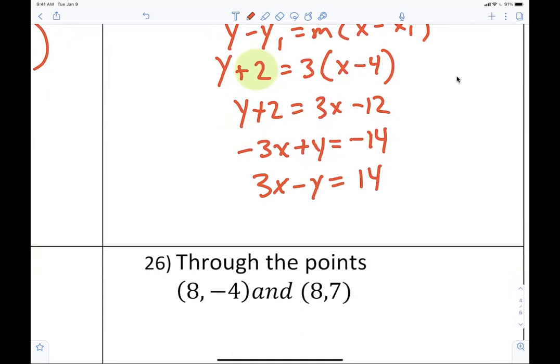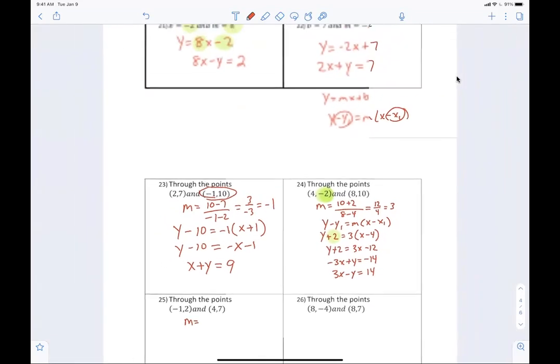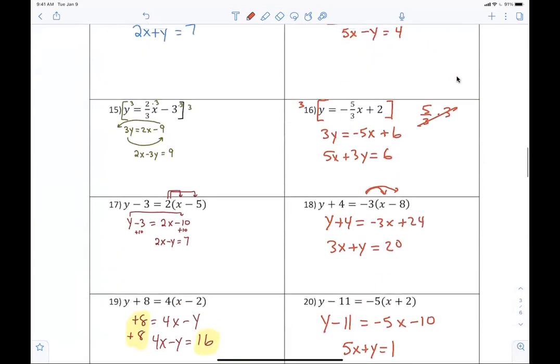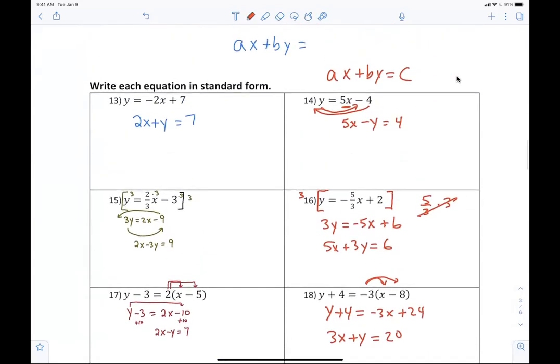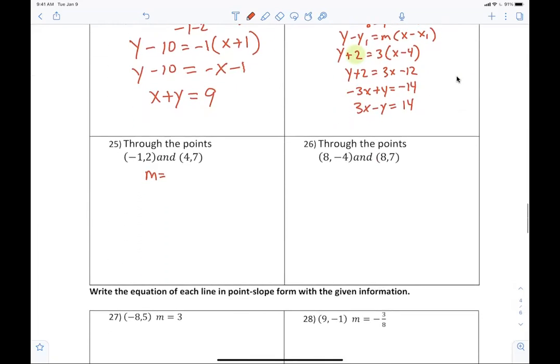Beautiful. Yes, ma'am. Why are we not writing it as y equals? I'm just following the directions. What does it say? We're writing everything in standard form at this moment. You good? All right.